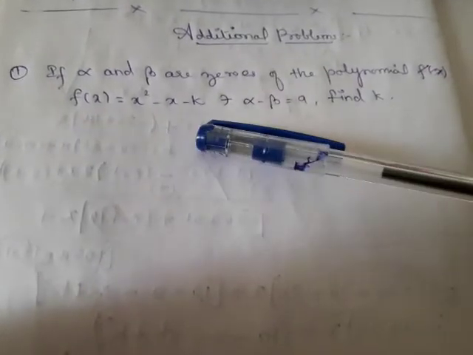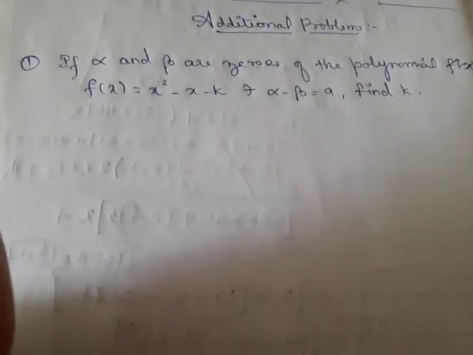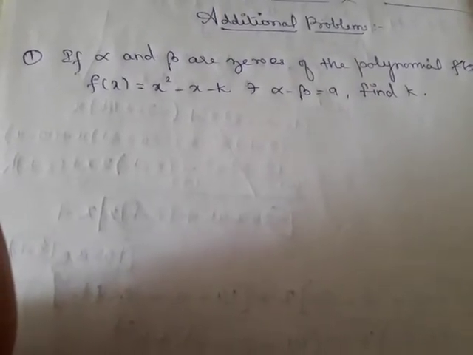So they have given you a polynomial and a relation between the roots: alpha minus beta is equal to 9. They asked you to find k. First, from the given polynomial, state all the known relations. Based on the zeros and the coefficients, you can find alpha plus beta and alpha beta. First state those two relations and then try to solve for k.